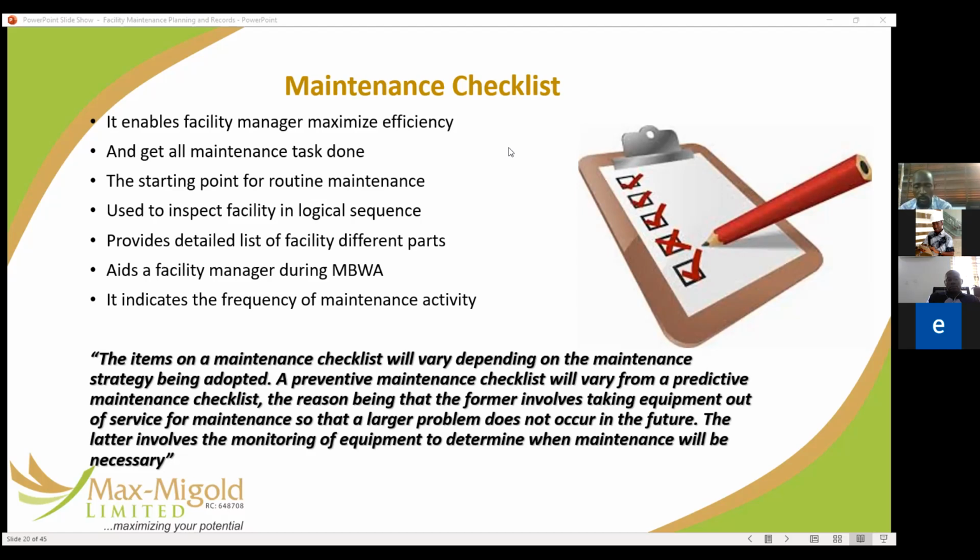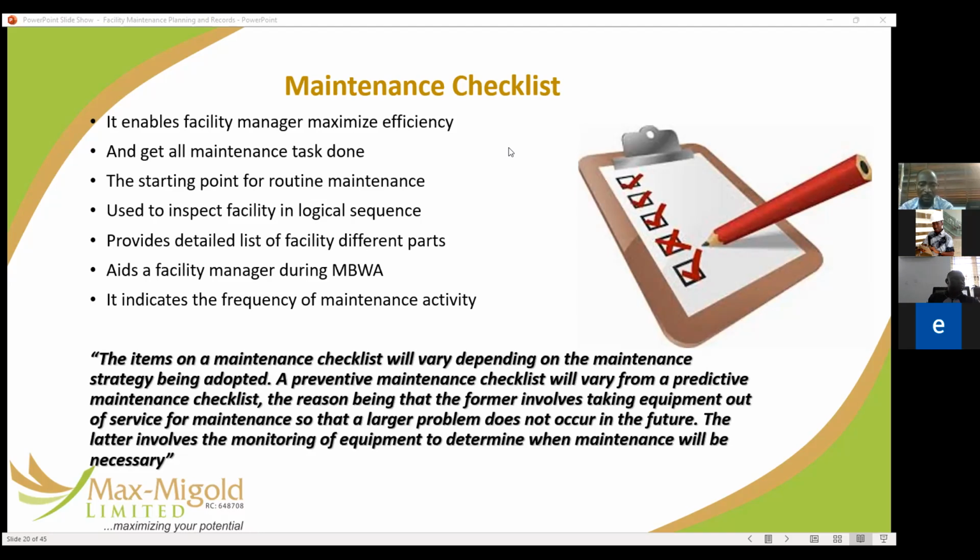So your checklist in a real estate environment is different from a factory. And even if you are maintaining two factories, a bread factory will have a different checklist compared to a bottle production factory or pure water production factory. So a preventive maintenance checklist will vary from a predictive maintenance checklist.